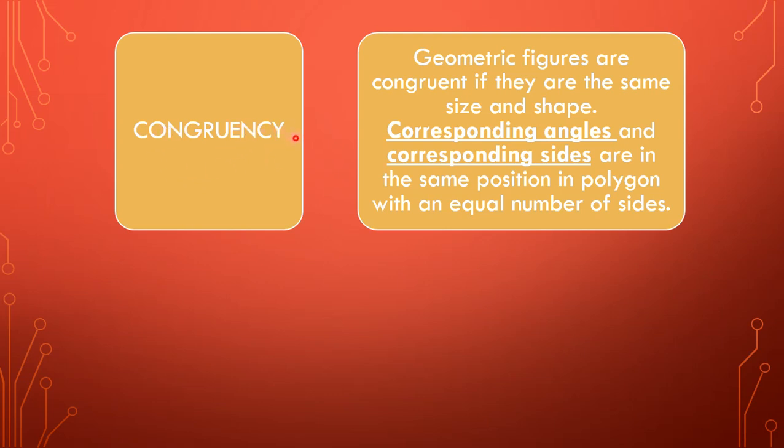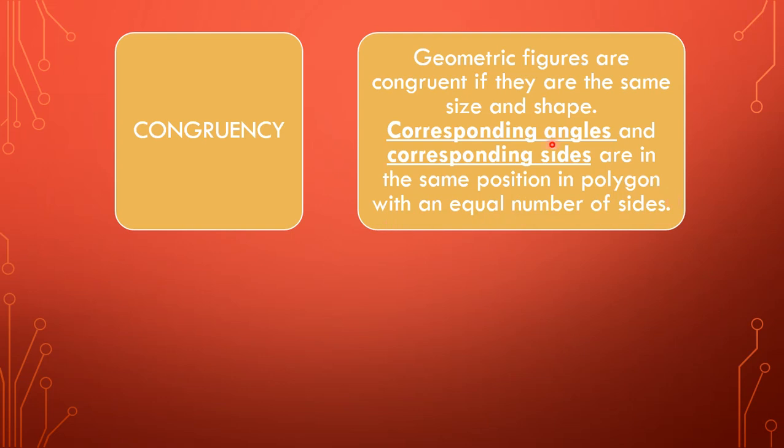As in the previous session, you went through some objects which show congruency. So geometric figures are congruent if they are the same size and shape. That means the corresponding angles and the corresponding sides are in the same position in the figures or polygons with an equal number of sides.